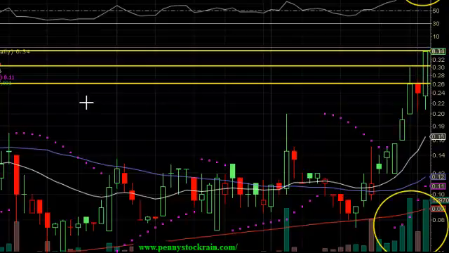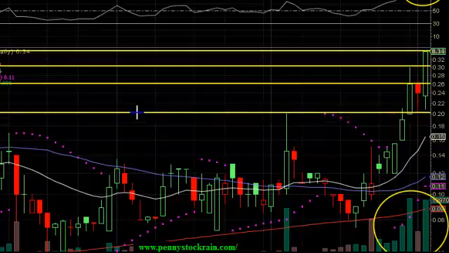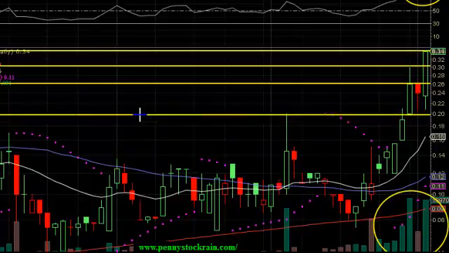We also look at this too. Our other levels of support. This right here, support line right there. And I love this channel. The longer the base, the better the case.